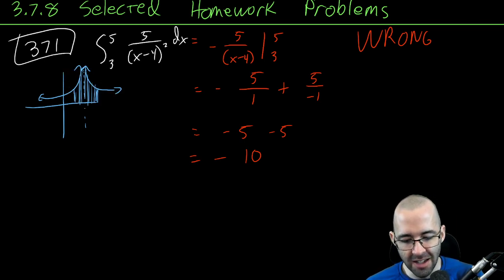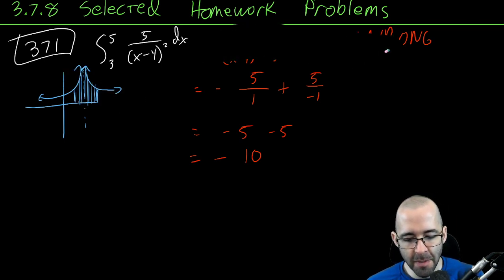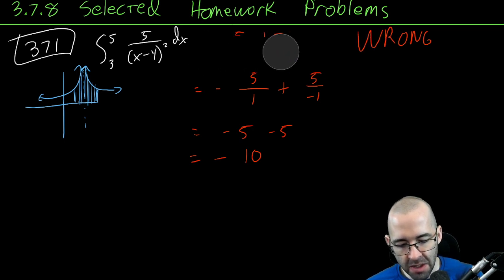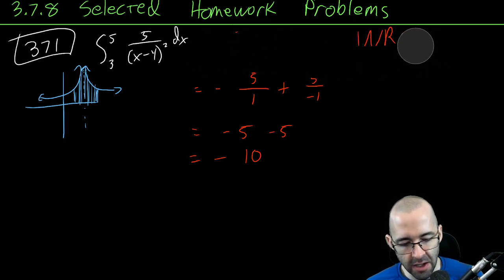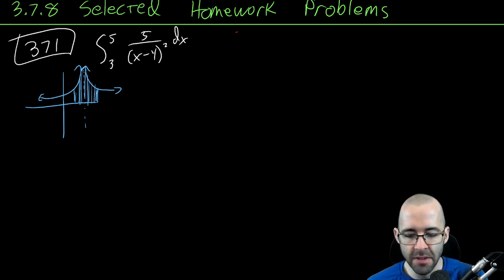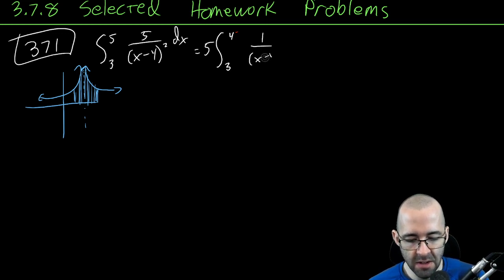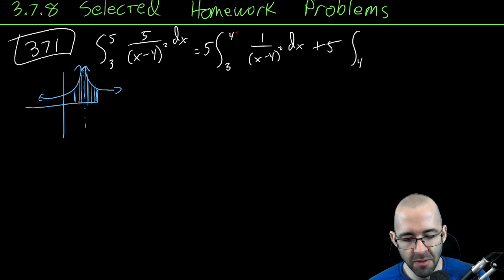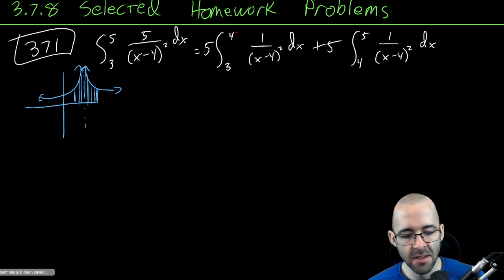Wait, I don't need to erase that. The fundamental theorem of calculus only works on continuous functions. This function's not continuous on the interval from 3 to 5. We have to split it up. Integral from 3 to 4, I'm going to take this 5 out in front, plus 5 times the integral from 4 to 5 of 1 over (x minus 4) squared dx.